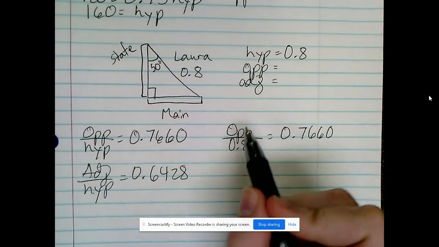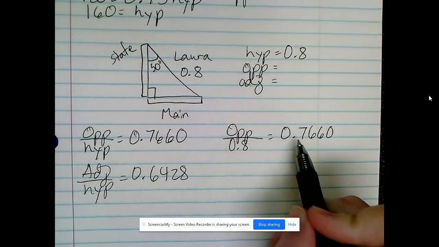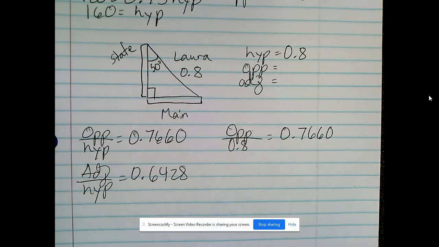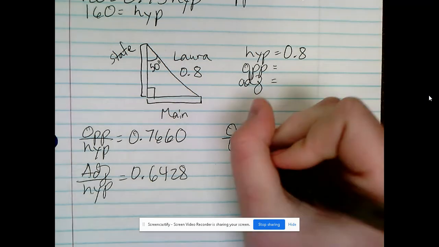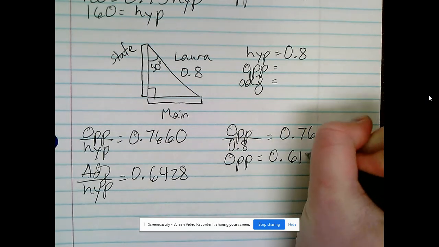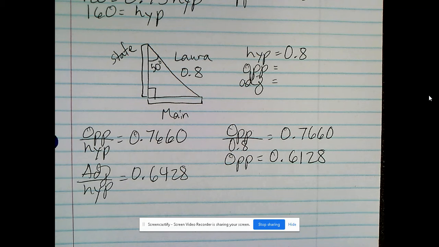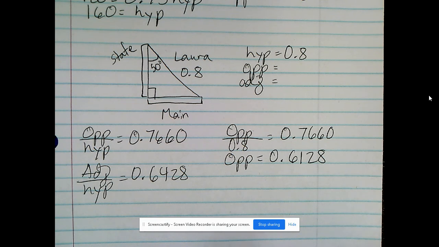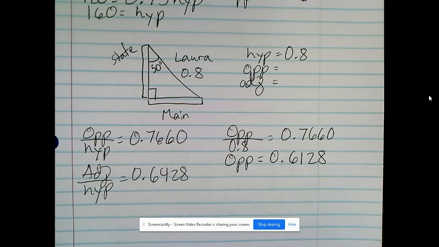In order to find what our opposite equals, we're going to multiply both sides by 0.8. So in our calculators, we do 0.8 times 0.7660, and we get opposite equals 0.6128. For right now, we're just going to leave it as many decimal places and we'll round at the very end. Now we're going to figure out our adjacent.